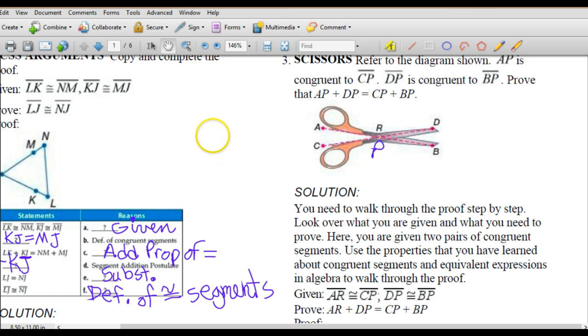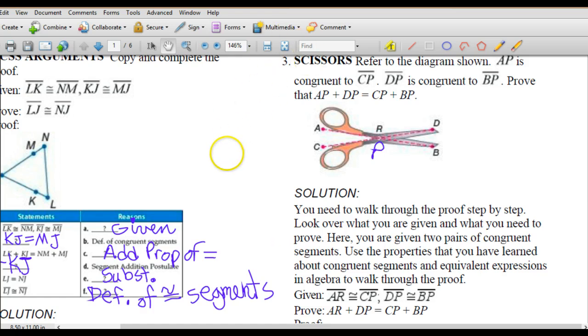So first, here's our plan for the proof. You need to walk through the proof step by step, look over what you're given and what you need to prove. Here you're given two pairs of congruent segments. Use the properties that you've learned about congruent segments and equivalent expressions in algebra to work through the proof. So we state our given information that AR or AP is congruent to CP and that DP is congruent to BP. And we want to prove that this length plus this length is equal to this length plus this length.